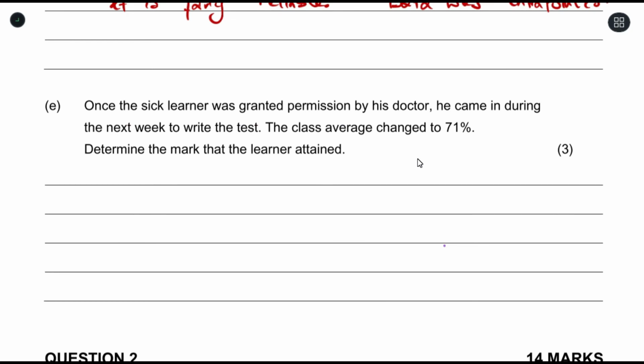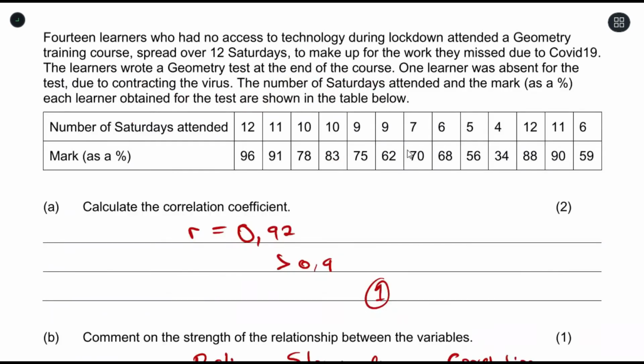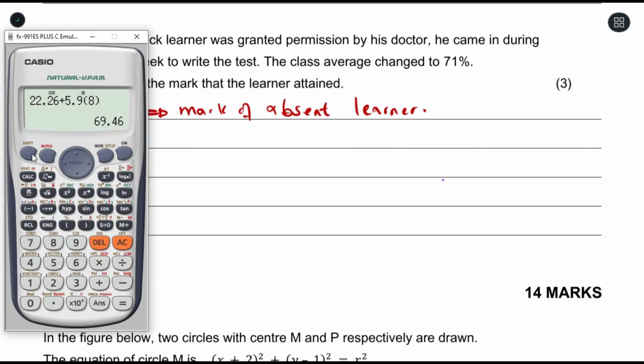Now, E says, once the sick learner was granted permission by his doctor, he came in during the next week to write the test. The class average changed to 71%, determine the mark that the learner attained. Okay, so we can say let X be the mark of the absent learner. Okay, so now what we need to do is first of all get the total marks for all 13 learners that we had, right? The total mark for all 13 learners, we're going to use our calculator. We can also use the same data points, right?